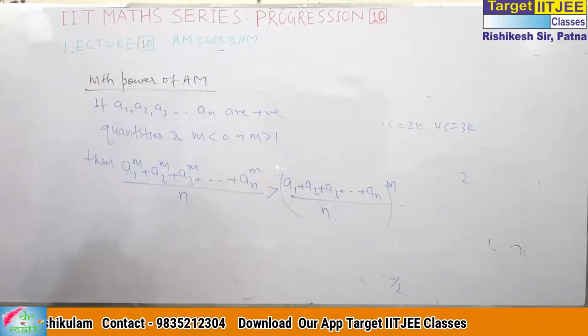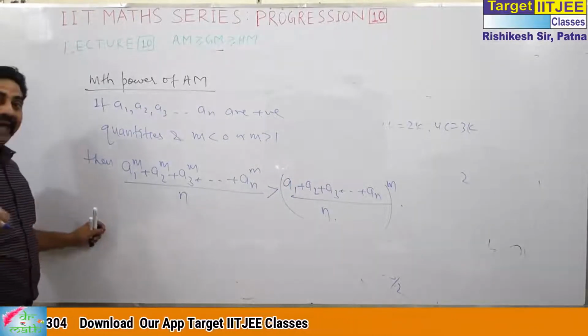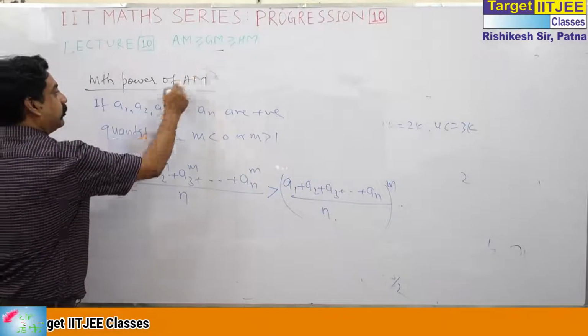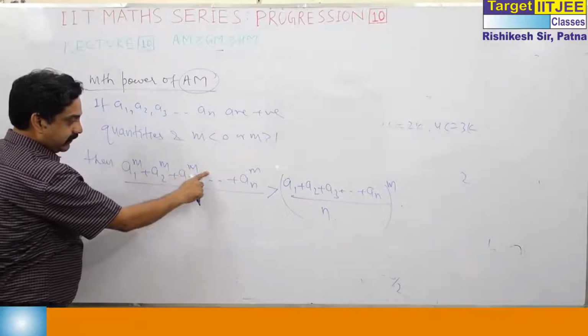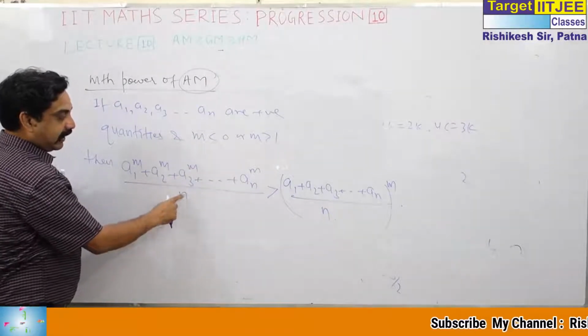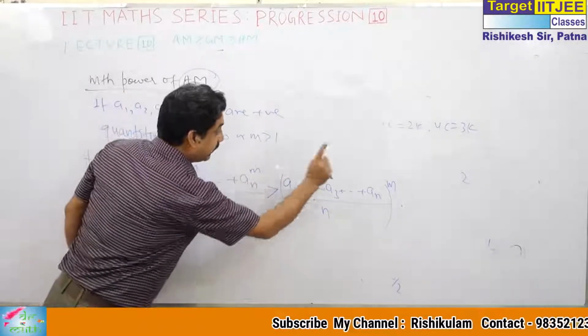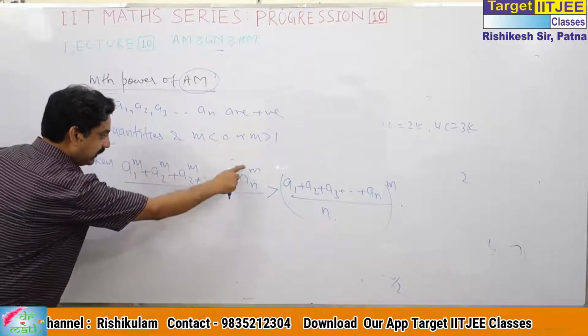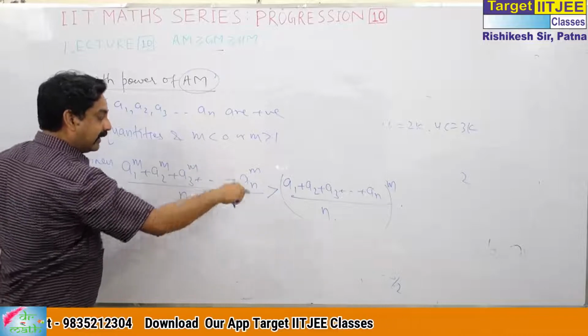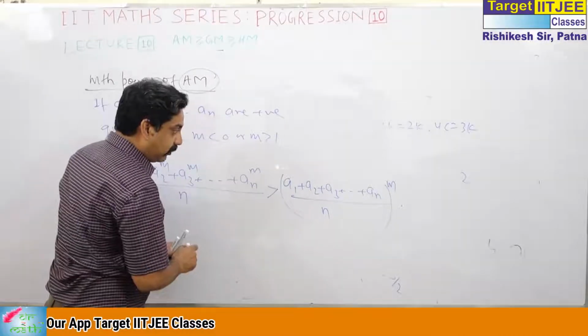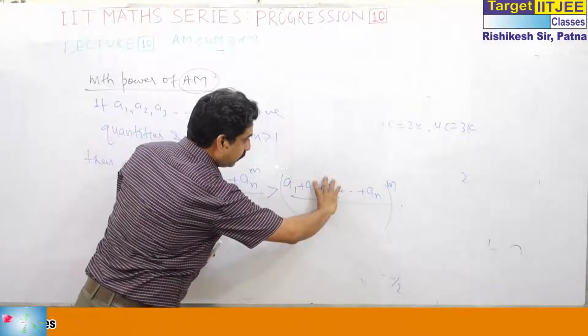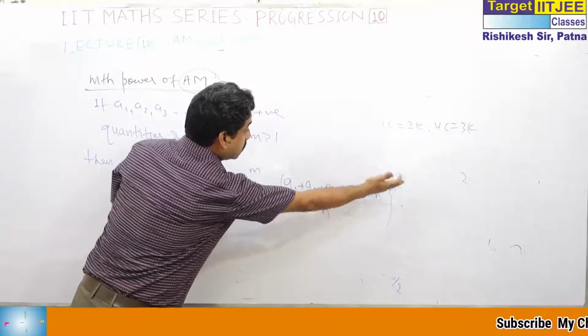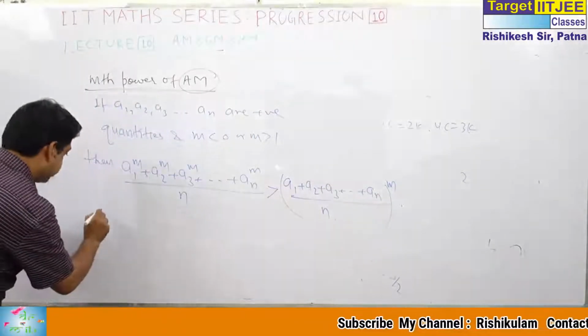What does it mean? It means we are finding the arithmetic mean in two ways. First take the power, then find the arithmetic mean. And here, first take the arithmetic mean, then take the power. See the two cases. First take power m of each quantity and then find its arithmetic mean. And here, first I take the arithmetic mean of n quantities, then take the power. So this is greater.